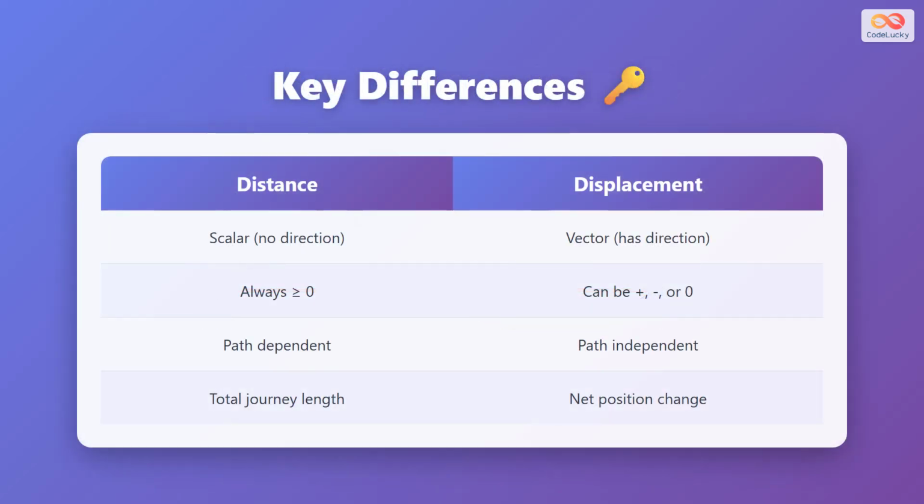Let's summarize the key differences between distance and displacement. First, distance is a scalar with no direction, while displacement is a vector with direction. Second, distance is always greater than or equal to zero, but displacement can be positive, negative, or zero. Third, distance depends on the path taken, whereas displacement is path independent. Finally, distance represents the total journey length, while displacement represents the net position change. Understanding these differences is crucial for solving physics problems correctly.